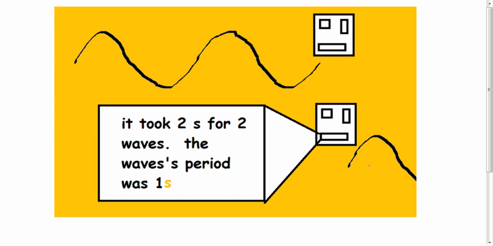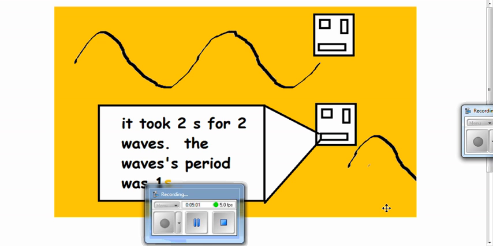Now, here's a visual for period. If this wave took 2 seconds to go by Dr. Square, then its period was 1 second, because it took 1 second for 1 whole wave to go by him.